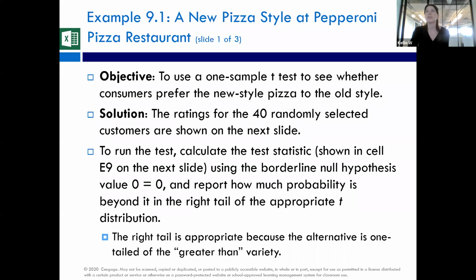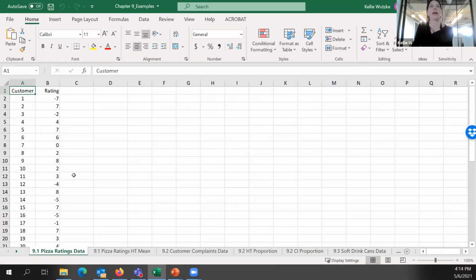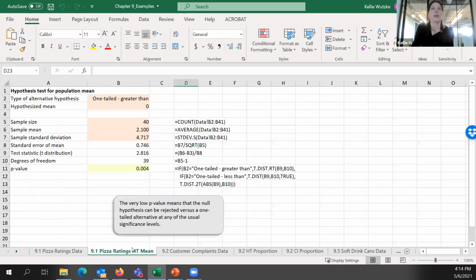If we did that for our pizza ratings, here's what it would look like. Okay, pizza ratings. Here's the data that we collected for our 40 people. Here's the hypothesis testing for population mean. Remember, we're trying to show that the mean of the new pizza is greater than 0. So we're doing a one-tailed test.